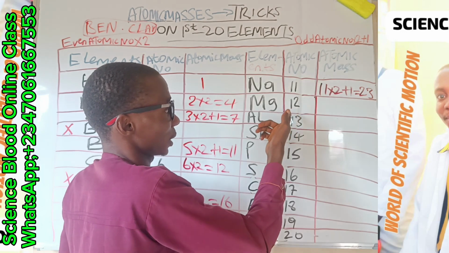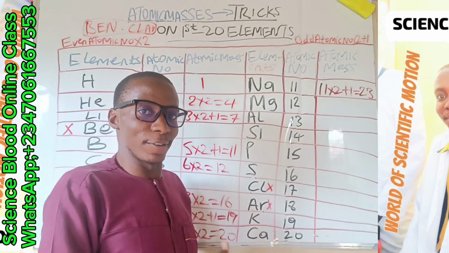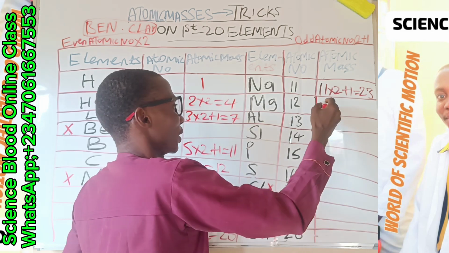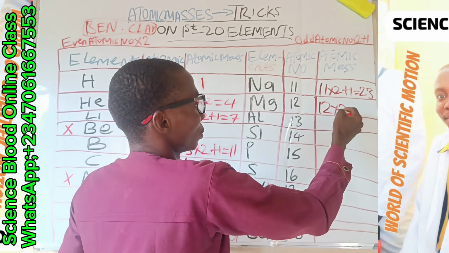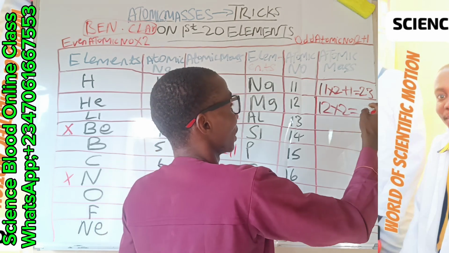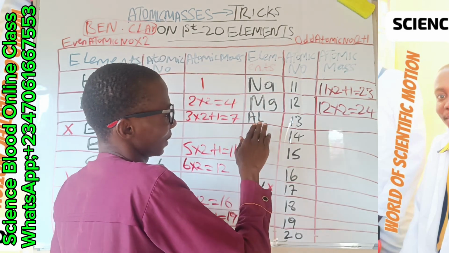So what is happening here? This is the atomic number of magnesium, and it is an even number. 12 is an even number. Just multiply it by 2, and we get the mass number of magnesium. So 2 times 12 will give us automatically 24. Okay, let's continue. Now we have aluminium.